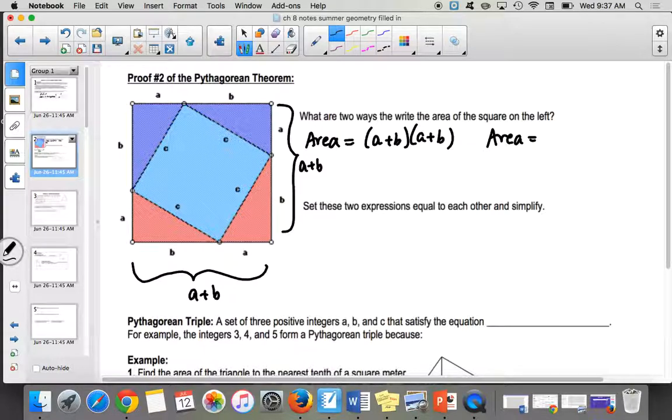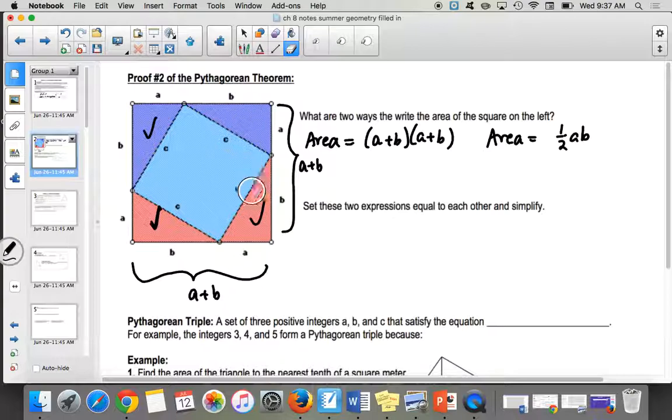Okay, so looking at this picture, how do I write the area of this first triangle right here that I just had a little check mark with? How do I write its area? How do we do the area of the triangle? 1/2 base times height. What's its base? What's its height? So it's 1/2 AB. What about this other triangle here that I'm doing a check mark on? 1/2 AB. What about this one? 1/2 AB. What about this one?